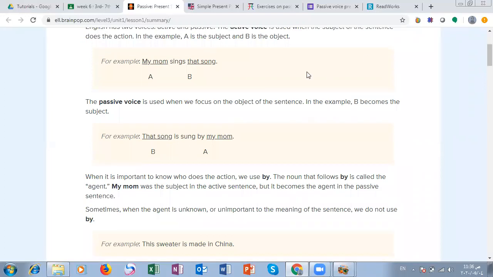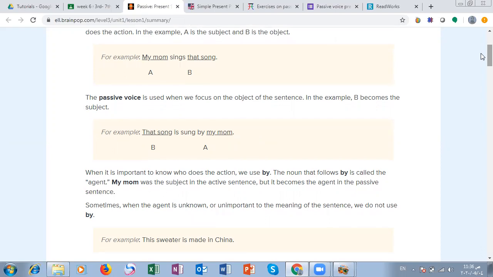My mom sings that song. Now, my mom is the subject of this sentence. My mom sings that song. We need to change this sentence into the passive. We need to put it into the passive form. Let's see. That song is sung by my mom. Okay, so we changed this sentence into the passive voice.